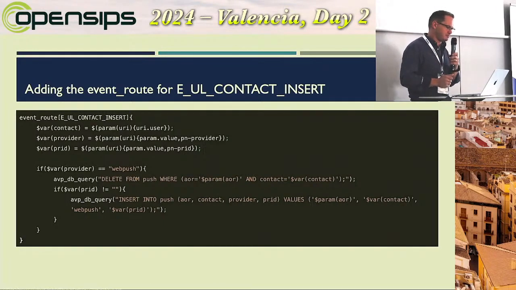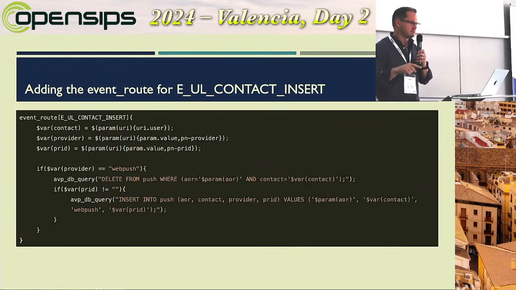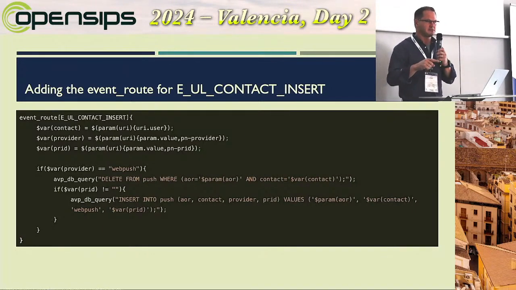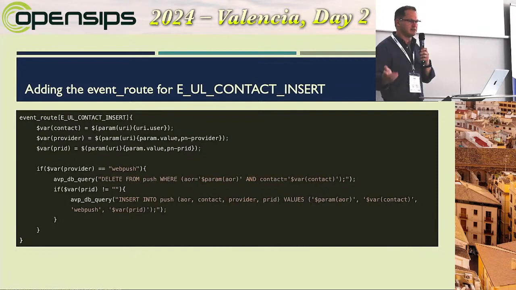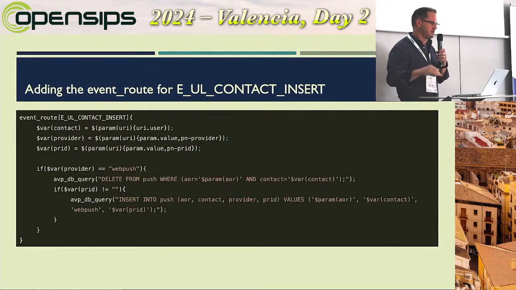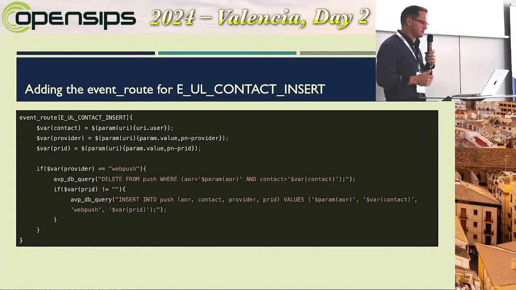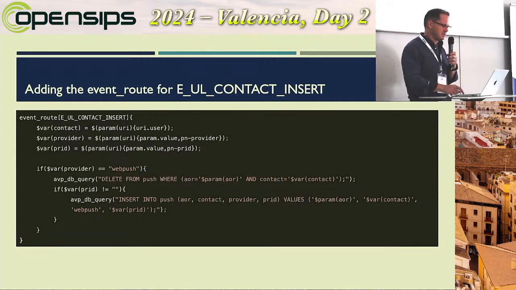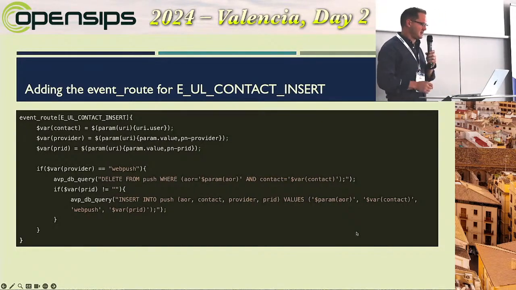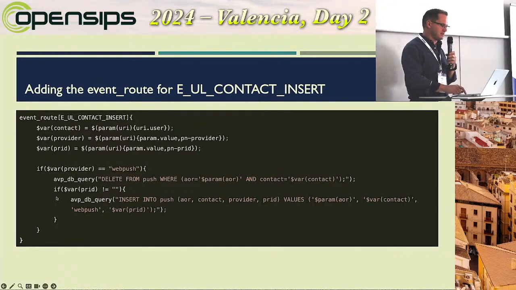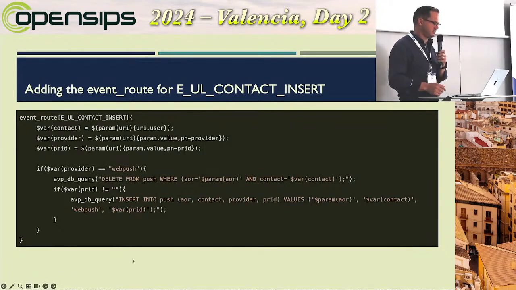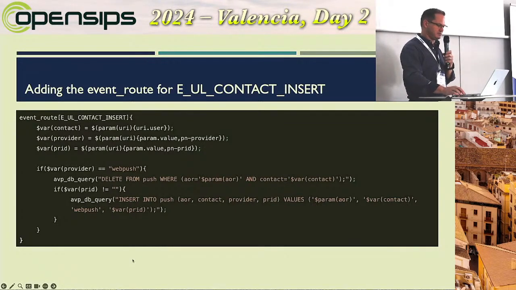Okay, a little bit of lazy development here, I suppose. I know it's not a bad way, but I delete first, and then if the PRID is not empty, then I add it. So it's a self-maintaining database, delete first and then insert. I know it adds a little bit of I/O, but it's kind of simple. So here we can see I'm deleting from the push based on the parameters, and I'm inserting again. I was very glad to see that there are some improvements in the SQL handling, so you see these AVPs will be replaced in the future.